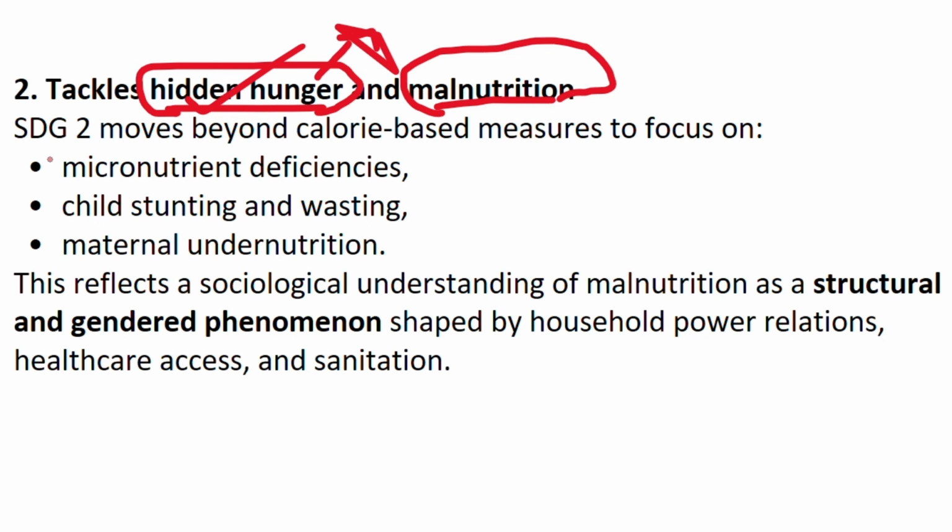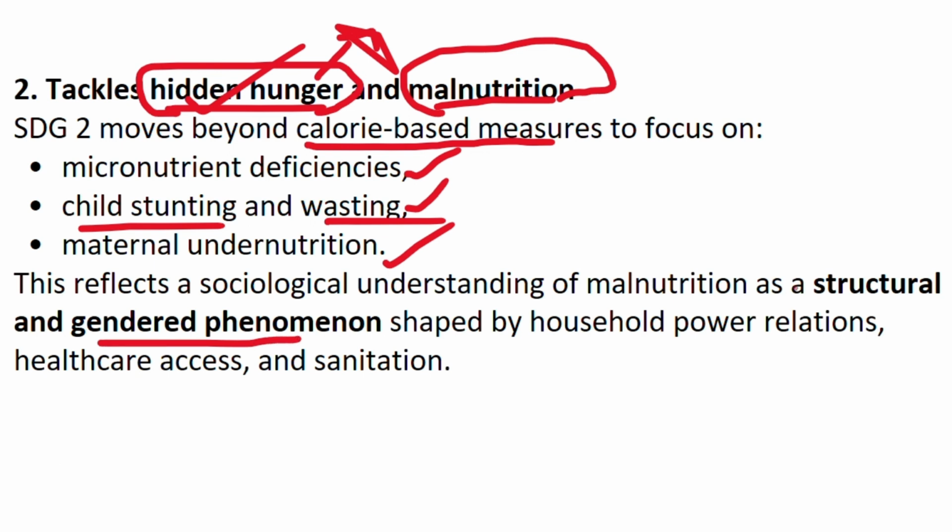So let's look into this point in detail, how it tackles hidden hunger and malnutrition. SDG 2 moves beyond calorie based measures to focus on micronutrient deficiencies. While learning the targets and indicators, we have seen how we move beyond the calorie based measures. Child stunting and wasting are a result of malnutrition. Then maternal undernutrition. This reflects a sociological understanding of malnutrition as a structural and gendered phenomenon shaped by household power relations. That's not such an important point. So here we say how it is going to benefit us: the micronutrient deficiencies, child stunting and wasting, maternal undernutrition.